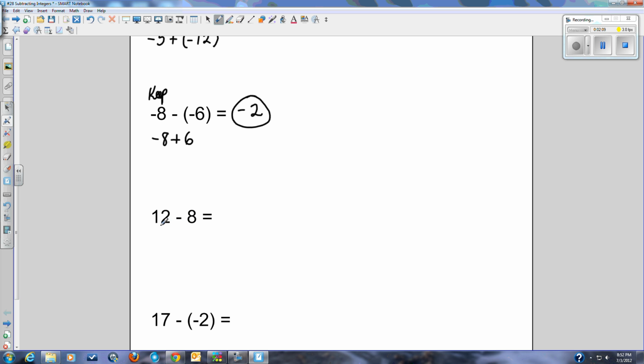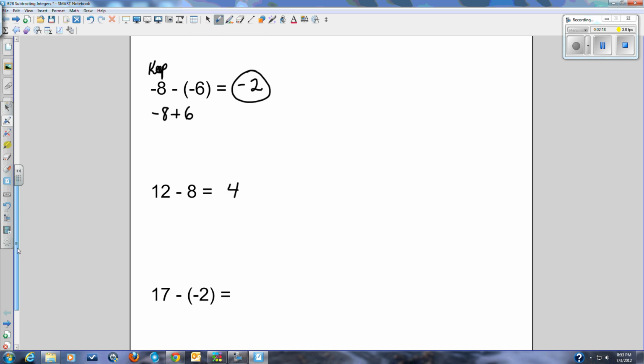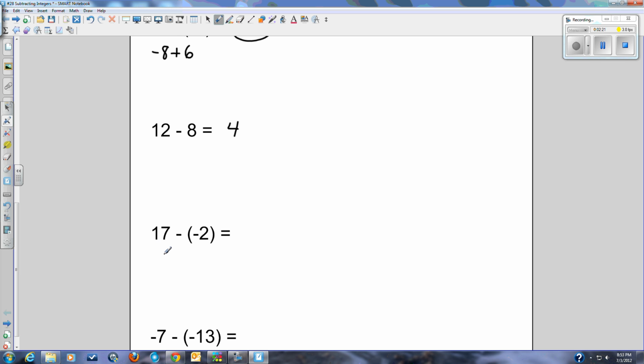Actually, this particular problem, 12 minus 8, you know how to do that. Just go ahead and do this like you normally would. 12 minus 8 gives you 4. You don't have to get fancy on something that's really familiar to you. Next one.